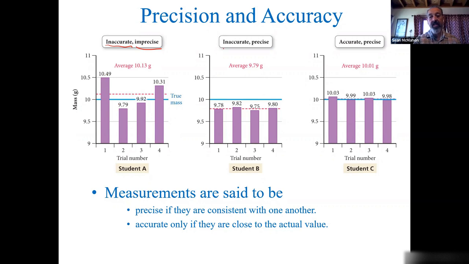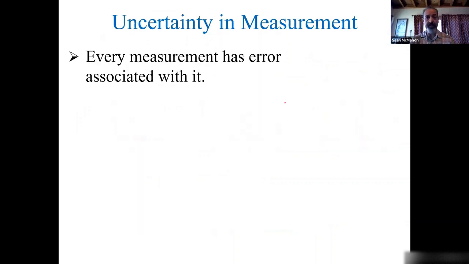Well, if we look at this individual, student B, they're precise. You see, it's very consistent from their average, right? But it's not accurate. It's a little bit off. And then you get the student that covers both, right? So they're consistent and they're right on the money. This student, much easier. Student B is better off than student A because they can make adjustments to get the accuracy. So precision in lab is the first thing you want to do.